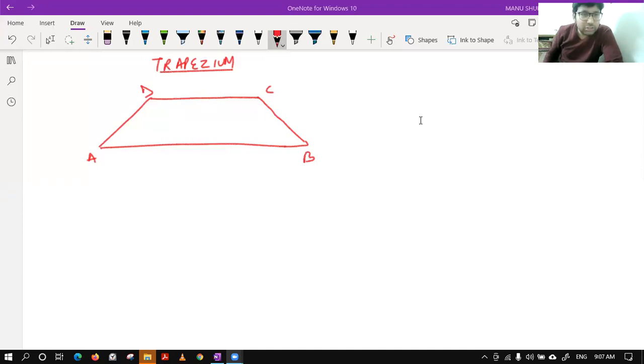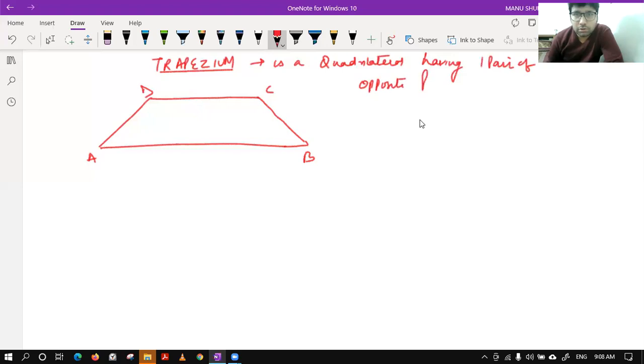See, the main definition of a trapezium that we have is that it has one set of opposite parallel sides. So a trapezium is a quadrilateral having one pair of opposite parallel sides. One pair of opposite sides is parallel in the case of a trapezium.